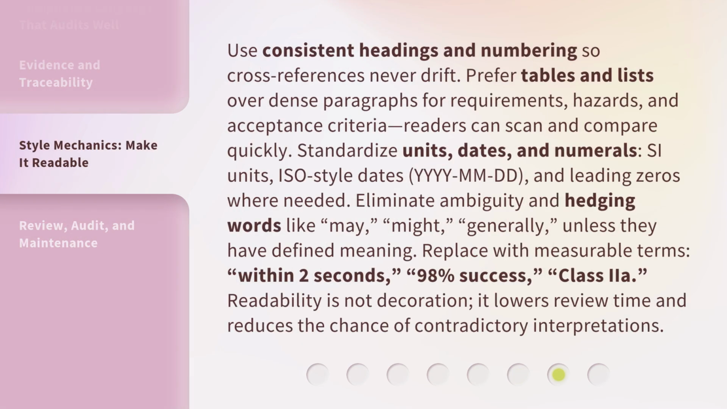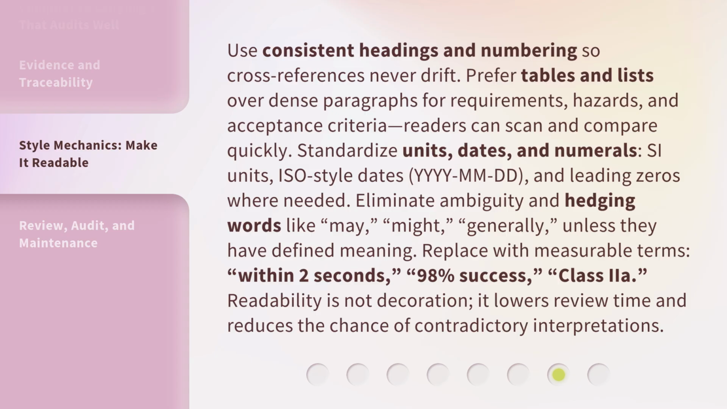Use consistent headings and numbering so cross-references never drift. Prefer tables and lists over dense paragraphs for requirements, hazards, and acceptance criteria. Readers can scan and compare quickly. Standardize units, dates, and numerals: SI units, ISO-style dates, YYYY-MM-DD, and leading zeros where needed.